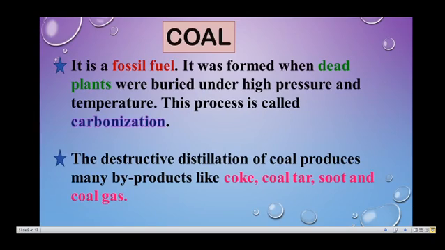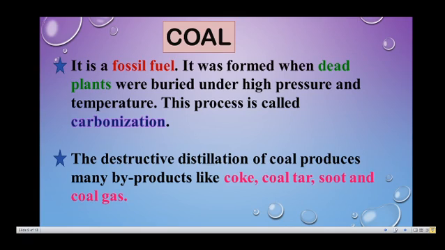So next we will discuss coal. Coal is a fossil fuel, a naturally occurring substance. It was formed when dead plants were buried under high pressure and temperature. Due to natural calamities, millions of trees in some places were buried under soil. Under high pressure and temperature, they were converted into coal, but it takes a very long time, maybe 300 million years.